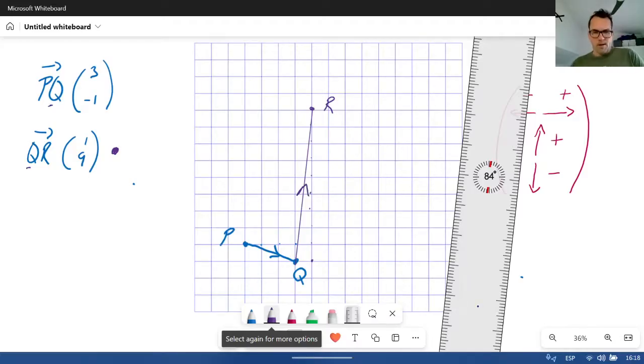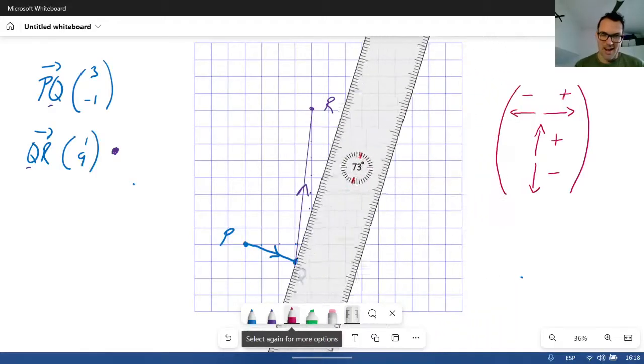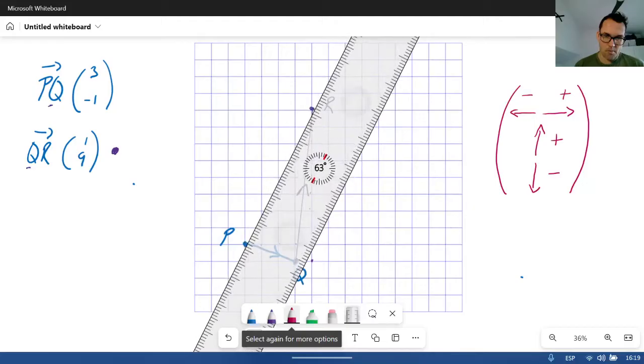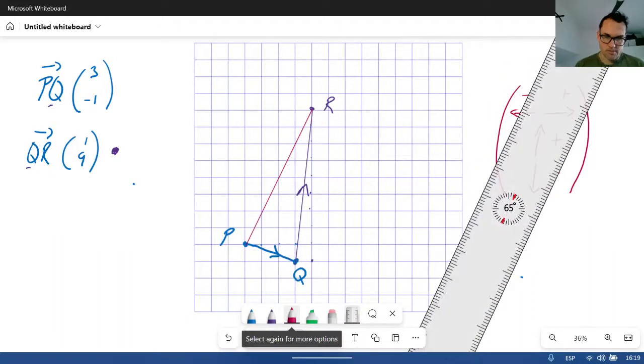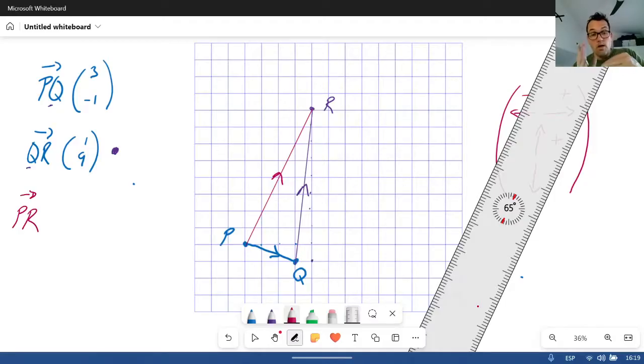Okay. So, what do they want to know? They want to know the length of PR. PR forms a new vector, this one, which we call vector PR. How do we get vector PR? Well, we've just added the 2 vectors together. It was PQ, then QR.